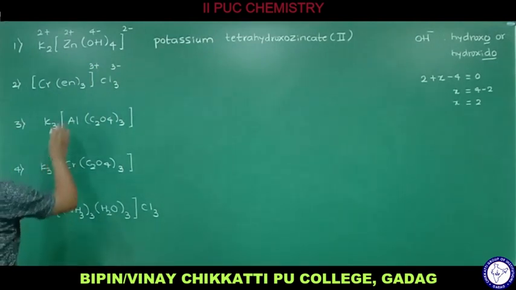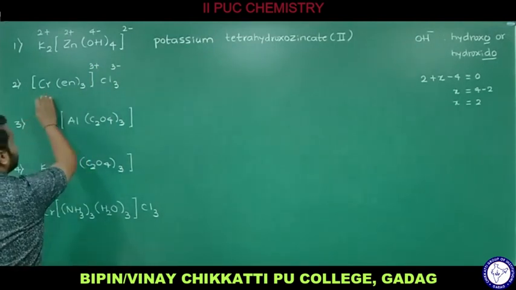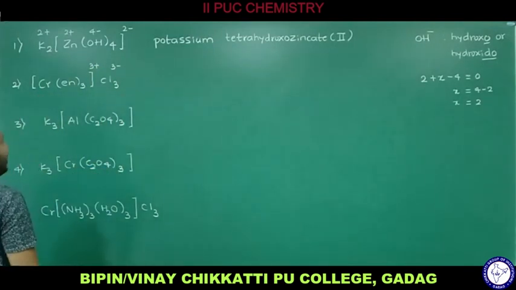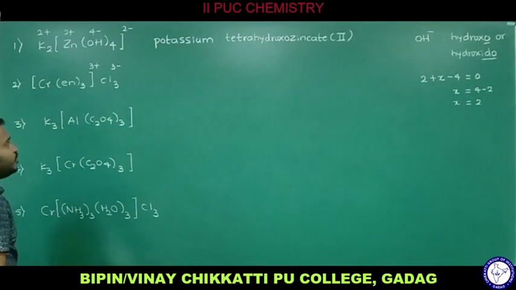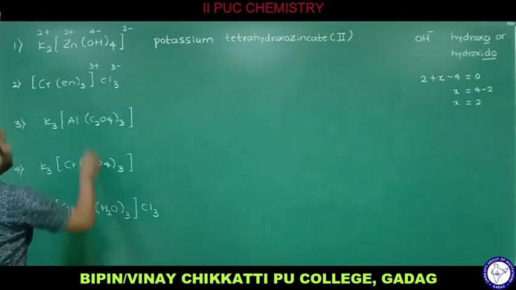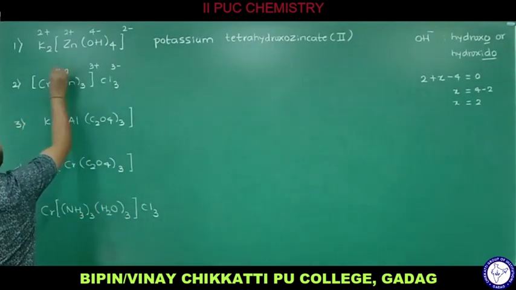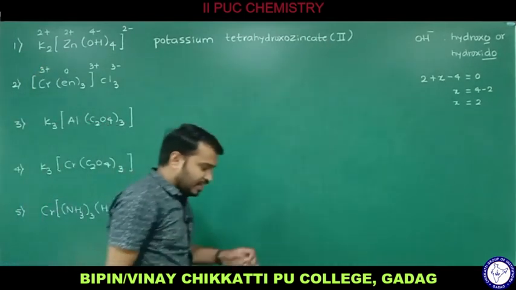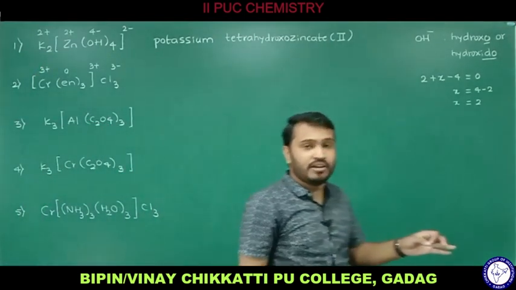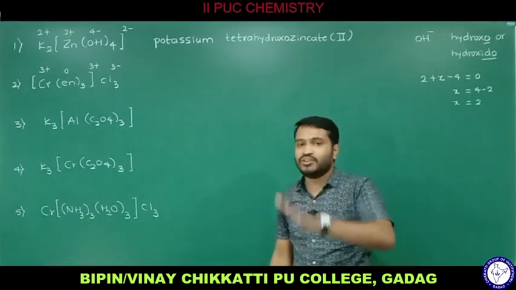So 3 plus we got here, and we are supposed to name this. You can calculate the oxidation number directly here also. En, that we know, is ethane 1,2-diamine, a neutral ligand, therefore the charge will be 0 and the charge of Cr will be 3 plus itself. So we'll name this one. The coordination sphere has a positive charge, so it is a cationic complex.